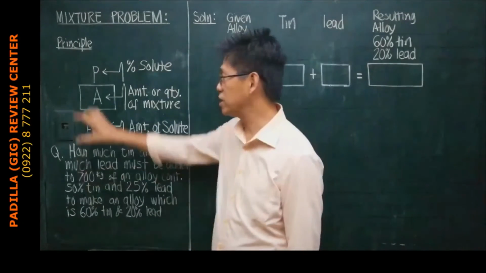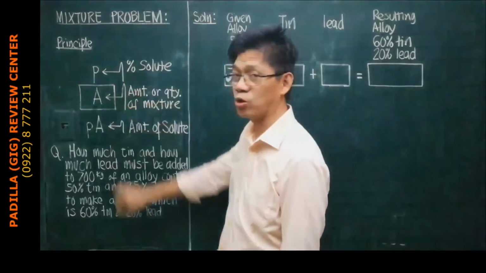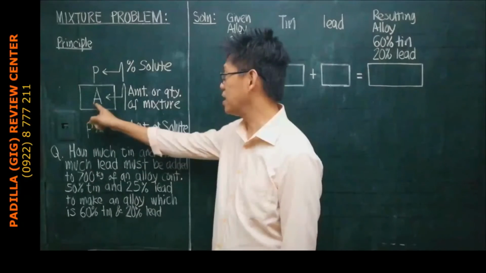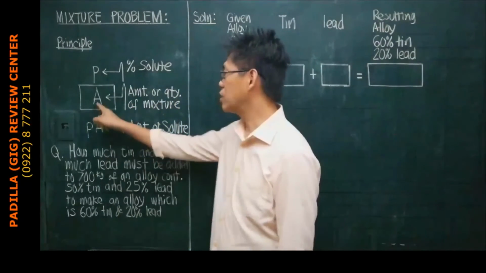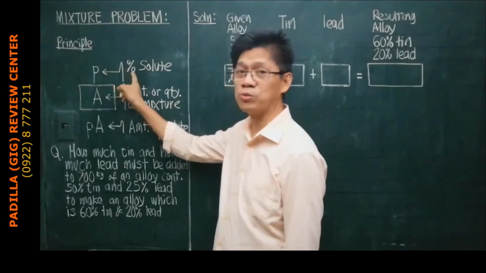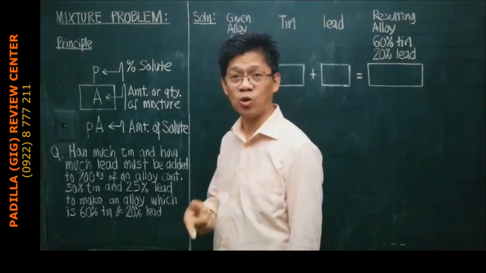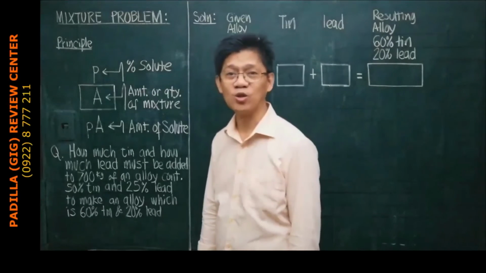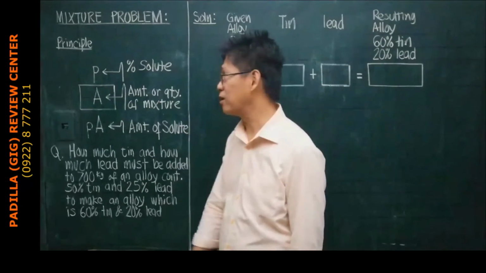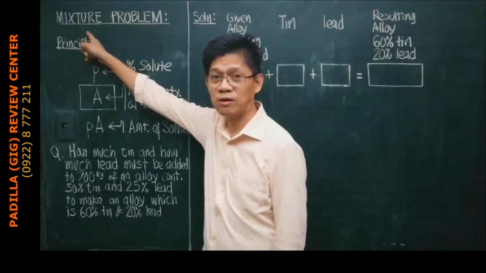All you need to do is represent each mixture by a box. Inside it is the amount or quantity. On top of it is the percent of solute. Solute is the dissolved element. The dissolving element is called the solvent. And together, they're called the mixture.